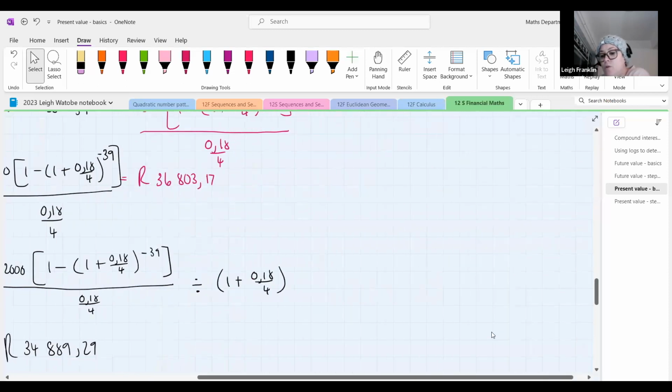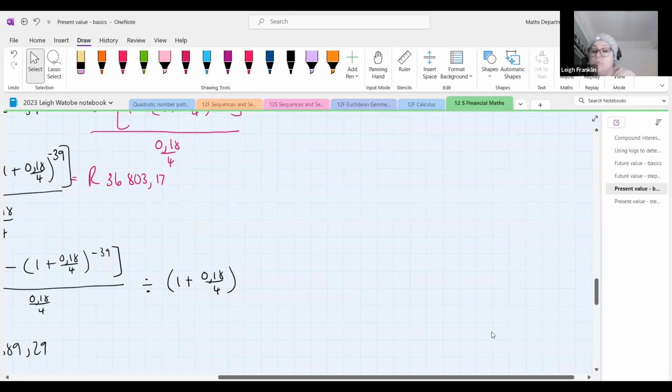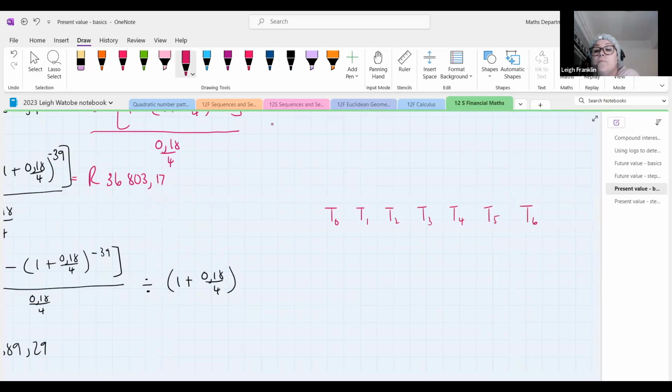Let's draw ourselves a little timeline to illustrate the point that I'm trying to make. So we've got T0, T1, T2. Zwanaka, let's say I start making payments here at T2. I don't make a payment at T0, I make a payment at T2, T3, T4, T5, and T6. Can you say that the number of payments that I made was 6 minus 2? So you're taking this 6 here, and you're minusing that 2 over there, and you're saying to me, I made 4 payments. Is that true?